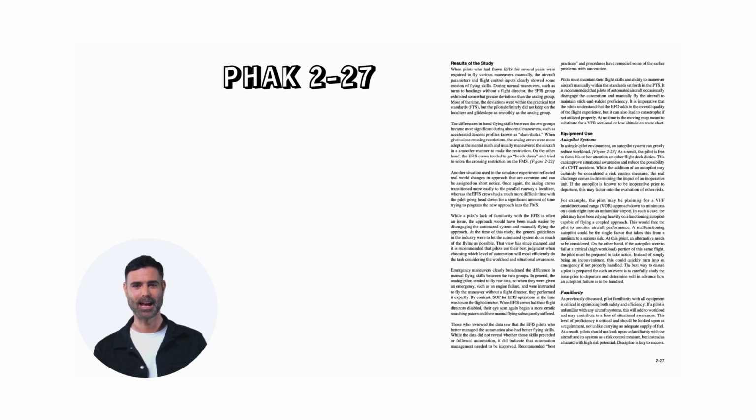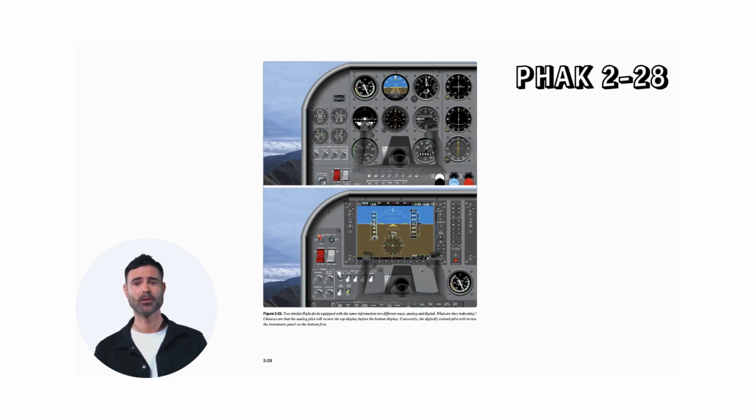but instead as a hazard with high risk potential. Discipline is key to success. Figure 2.22. Two similar flight decks equipped with the same information two different ways, analog and digital. What are they indicating? Chances are that the analog pilot will review the top display before the bottom display. Conversely, the digitally trained pilot will review the instrument panel on the bottom first.